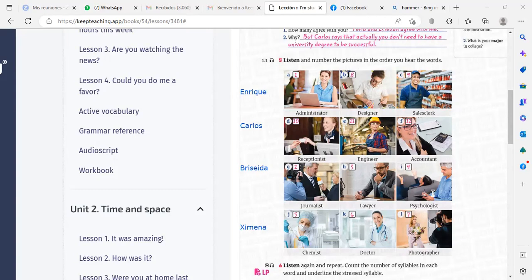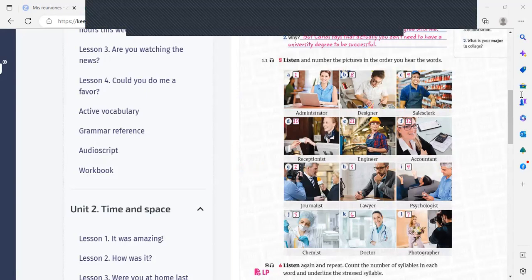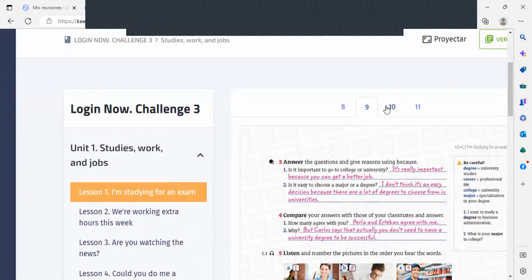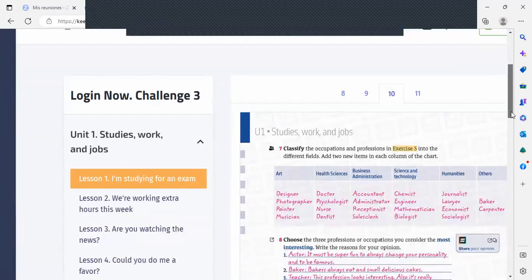Journalist, lawyer, psychologist. Journalist, lawyer, and psychologist. Excellent. Jimena, please. Chemist, doctor, photographer. Chemist, doctor, and photographer. Excellent job. So we have these professions when we are talking. We can use the correct profession. And when we present someone, we can say, she is a doctor, she is a chemist.